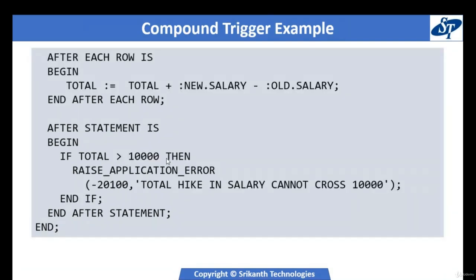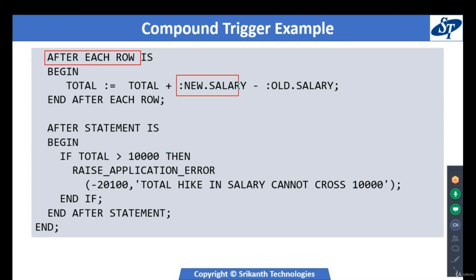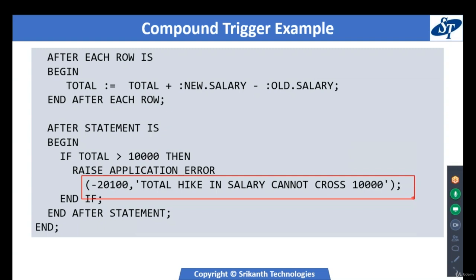Then in after row, after each row, we want to take the difference between the new salary and old salary, and that is added to total and put into the total variable. So this is where we are adding the hike to total. And now comes the last one, the after statement. This is where I want to know whether the total is exceeding 10,000. If so, I throw an error and stop the process. So I'm saying total hike in salary cannot cross 10,000.